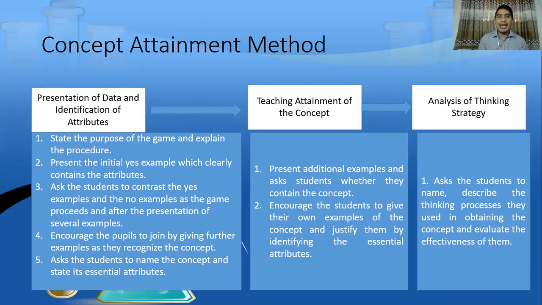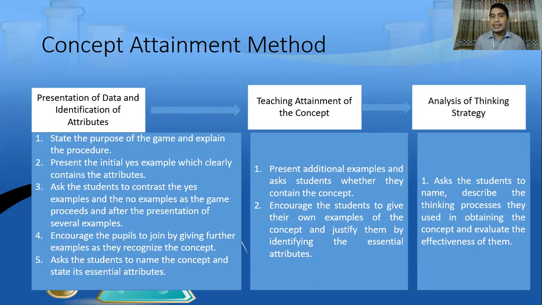And the fifth one is ask the students to name the concept and state its essential attributes. So this is more now of facilitating or building a generalization out of the yes and the no examples. Now, the second column here talks about the teaching attainment of the concept, and there are two steps here.